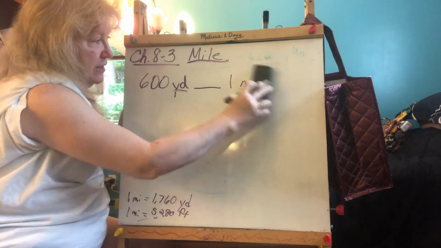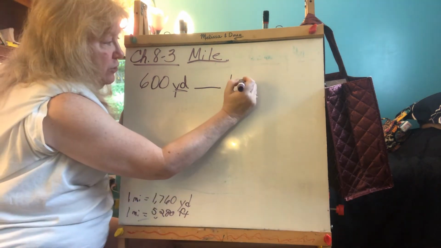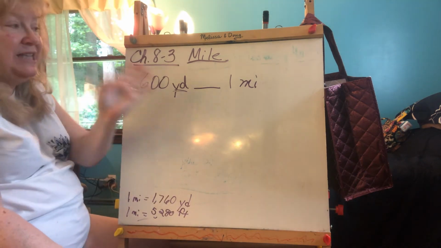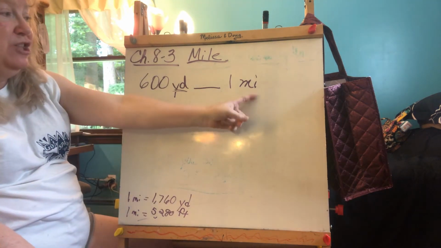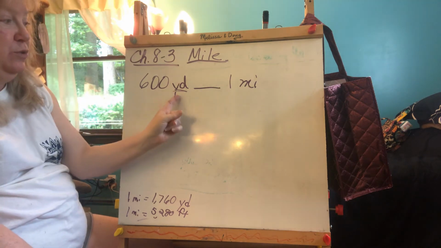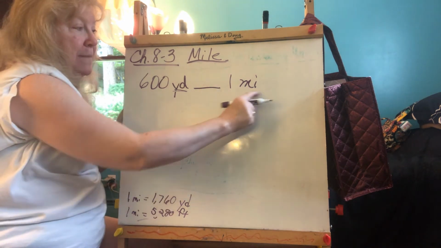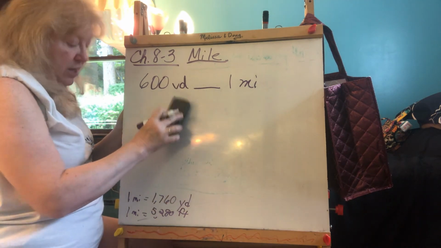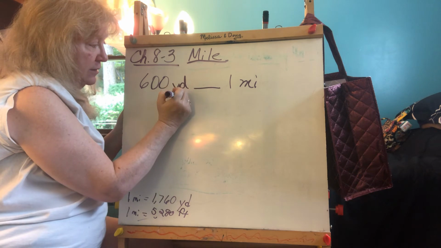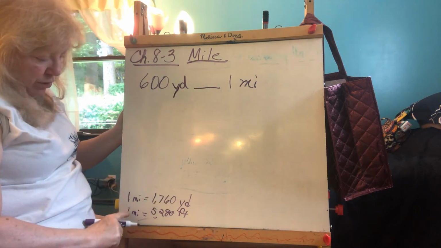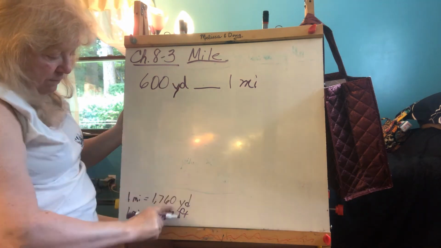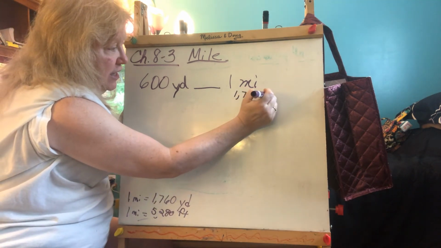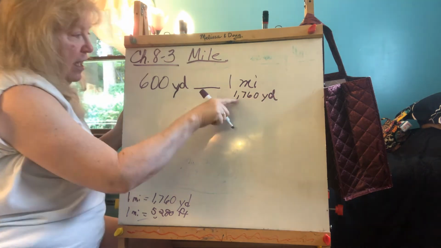I'm going to put this in the abbreviation because I want you to get used to seeing the abbreviation MI and yards. They're not the same. So let's change the bigger one into the smaller unit. Miles are bigger than yards. So let's change miles into yards. So we know that 1 mile equals 1,760 yards.